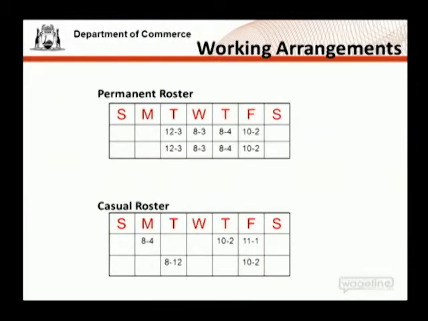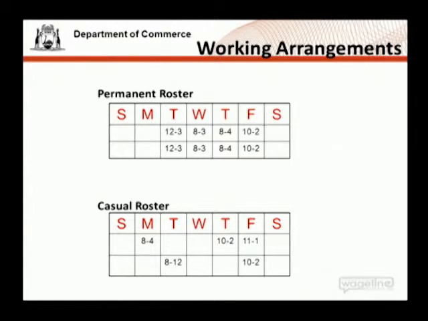So here's some examples of the rosters for the different kinds of employment. So a permanent roster, as you can see, for Tuesday, Wednesday, Thursday, and Friday, they're working the same shifts every week. There's always the same hours, the same start and finish times, and the same shifts. Whereas a casual roster, as you can see, it's much more varied. Someone is required for different hours each week, different days each week, and there isn't the same expectation that it will be the same shifts every week.